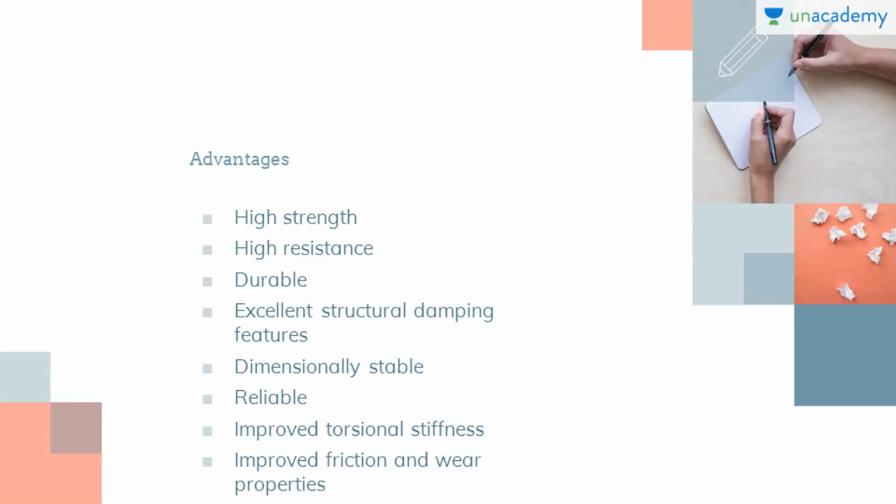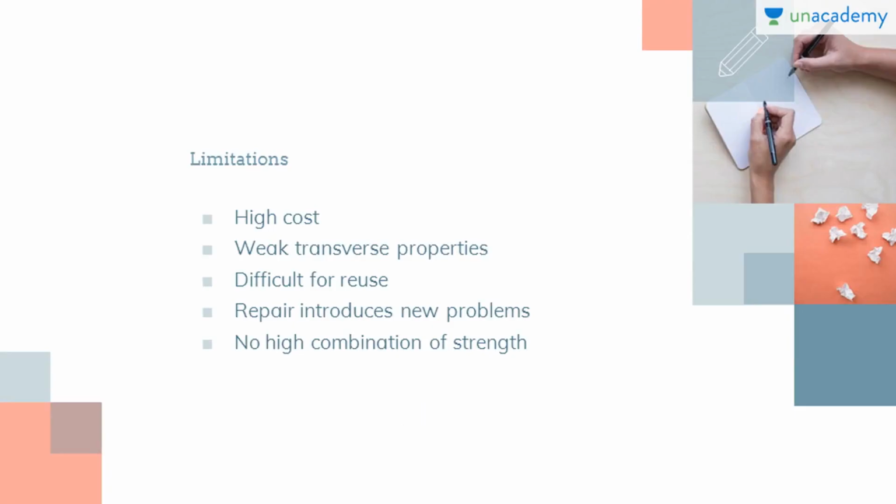So what are the advantages of these composites? They have high strength, high resistance, they are durable, they have excellent structural damping features, they are dimensionally stable, reliable, they have improved torsional stiffness and improved friction and wear properties. The limitations are they are high cost, they have weak transverse properties, they are difficult to reuse, they have no combination of strength.